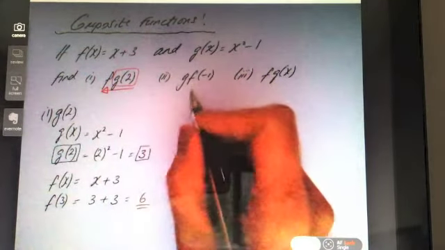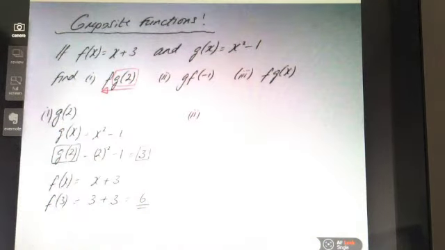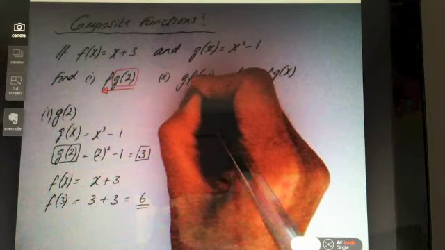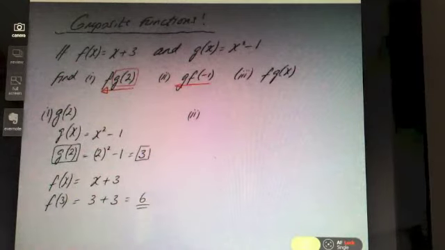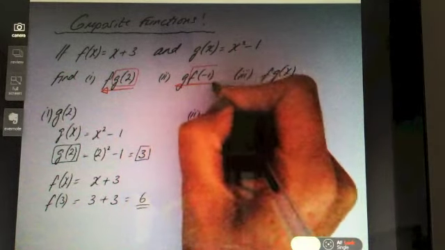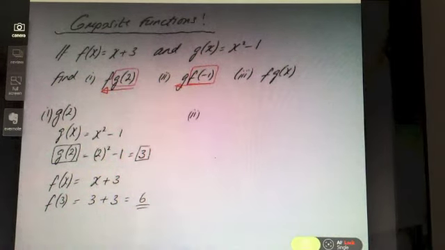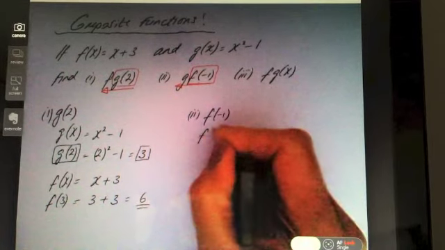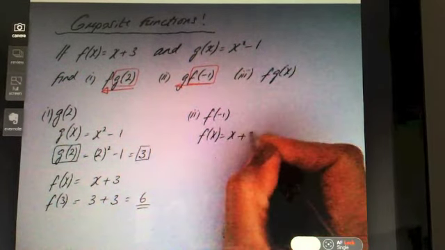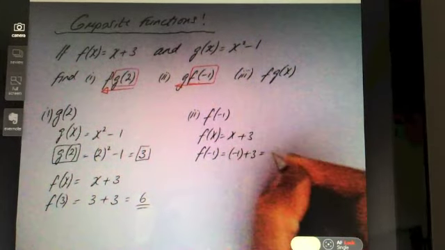Okay, so take a look at part 2. So part 2 is g of f of minus 1. So this time we're going to put minus 1 into the f function and then put that result into the g function. Okay, so we'll first of all look at f of minus 1, and then whatever that is, we'll put that into the function g. So f of minus 1, well, if f of x, of course, is x plus 3, then f of minus 1 is going to be minus 1 plus 3, which is 2.